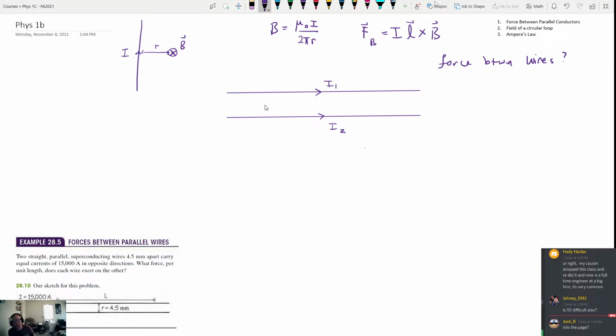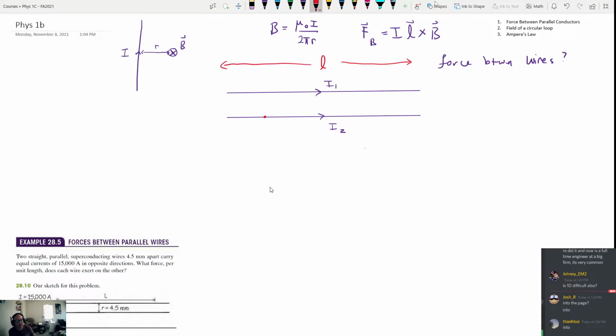So in order to do this, we're going to say that wire 1 creates a magnetic field at the location of wire 2, okay? And it's always good to test your understanding of the right-hand rule. What's the direction of the magnetic field here due to wire 1? Does it go into the page or out of the page at this location right here? Into the page. That is correct.